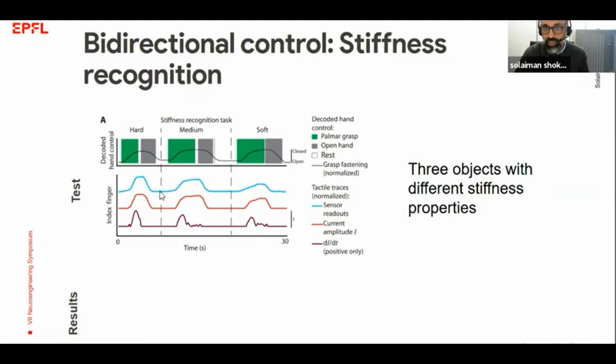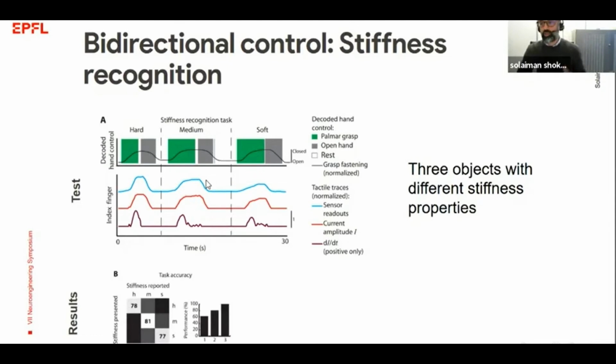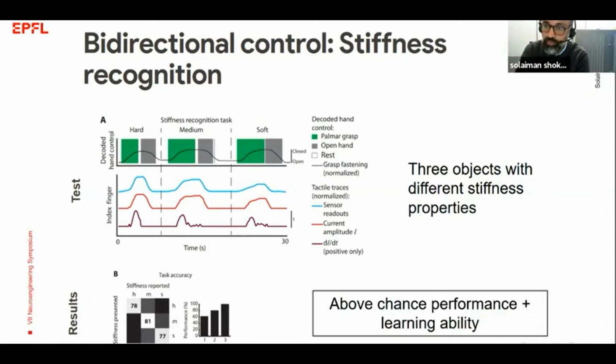Here is the readout of the sensors, and here is the current amplitude of the stimulator. The experiment showed that the subjects were able to detect the object stiffness significantly above chance, which in this case would be 33%. So they were able to detect it based only on the stimulation.